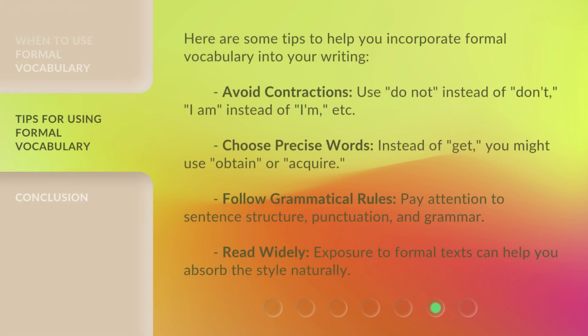Here are some tips to help you incorporate formal vocabulary into your writing. Avoid contractions. Use do not instead of don't, I am instead of I'm, etc. Choose precise words. Instead of get, you might use obtain or acquire. Follow grammatical rules. Pay attention to sentence structure, punctuation, and grammar. Read widely. Exposure to formal texts can help you absorb the style naturally.